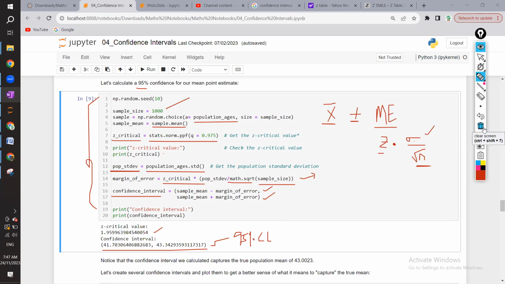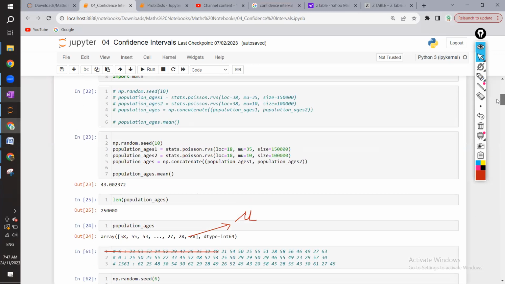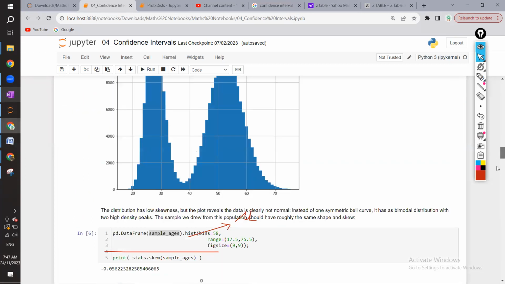Now, clear, Santosh? What is the point of this confidence interval? It will capture the true population mu in between this. And what is the true population, guys? If you see over here, what is the actual population mean? 43.00. Agree?